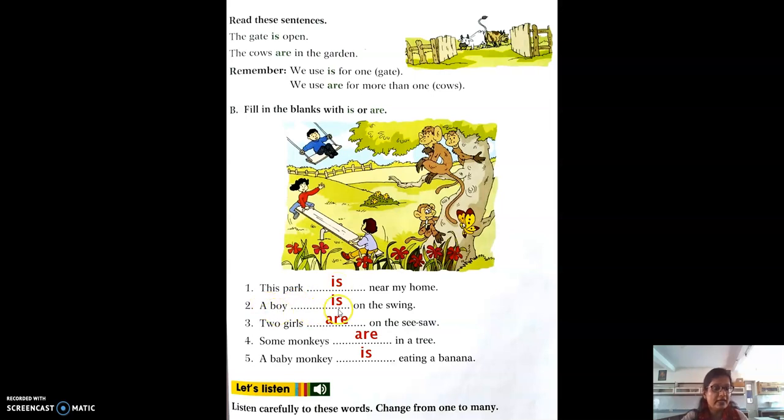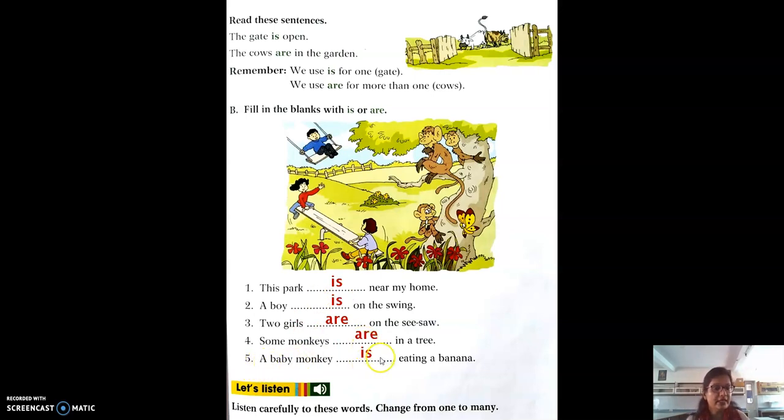A boy dash on the swing. How many boys are there on the swing? Only one. So that's why we are going to use is here. 2 girls dash on the seesaw. Now here we can see in the picture 2 girls are there on the seesaw. Plural, more than one. So we are going to use are here. Some monkeys dash in a tree. Now monkeys, it's a plural because we are talking about more than one. So we are going to use are in this.